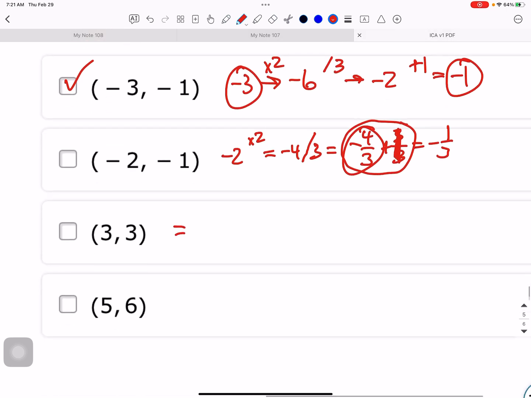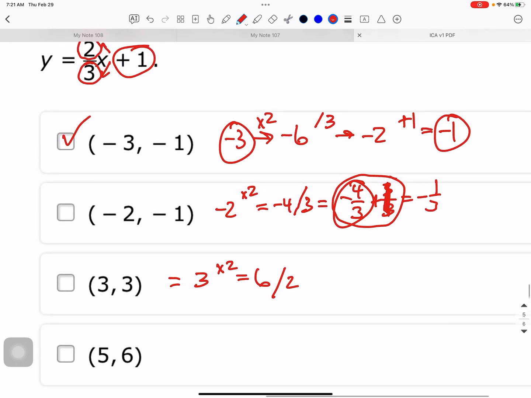Let's see. 3, we're going to start by multiplying by 2 to get to 6. Divide by 3 to get to 2. Add 1, and we're at 3. Starts at 3, ends at 3. Starts at here, ends there. Yep.